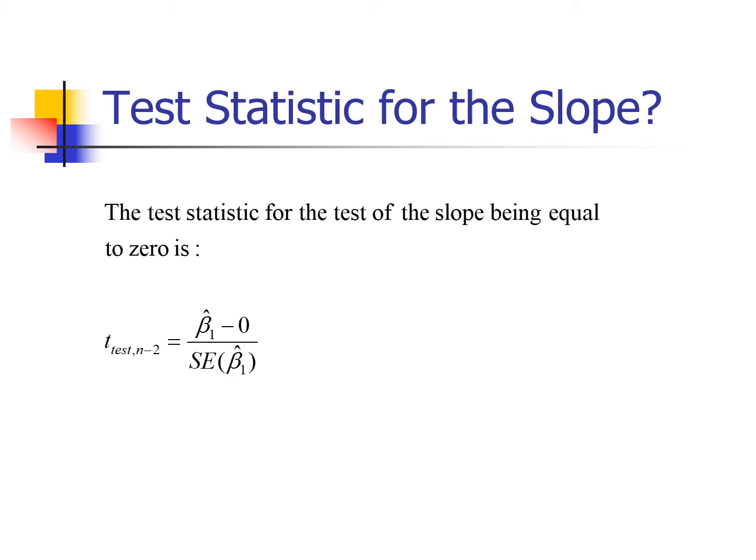A lot of hypothesis tests look like this. I want to test whether something is equal to 0. I get my best guess, I subtract 0, and I divide by the standard deviation of my best guess. You'll see this type of formula a lot.